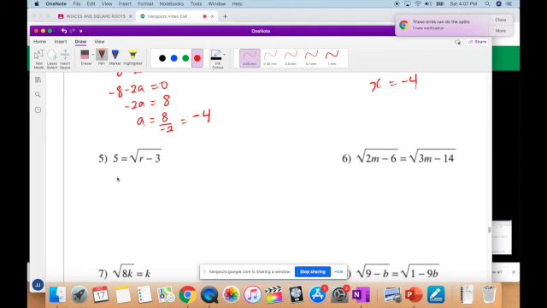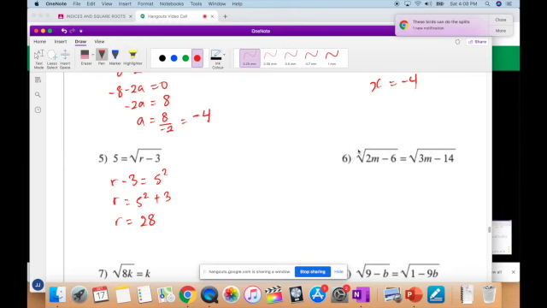Alright, over here, r minus 3 will be equal to 5 squared. So r is equal to 5 squared plus 3. R is equal to 5 5s are 25 and 3 is 28.